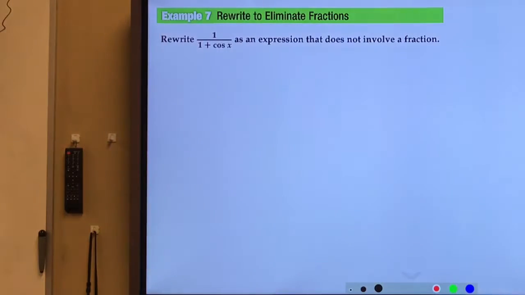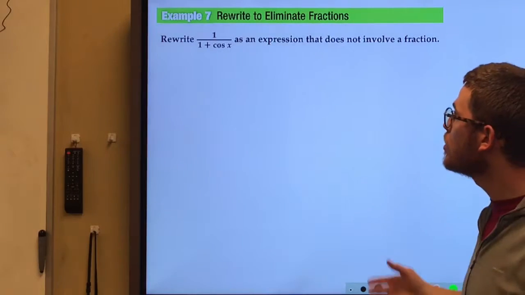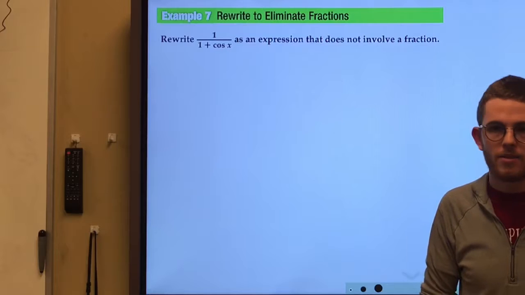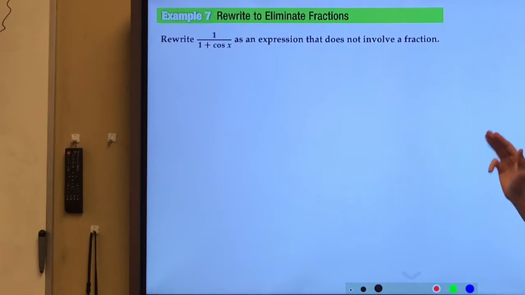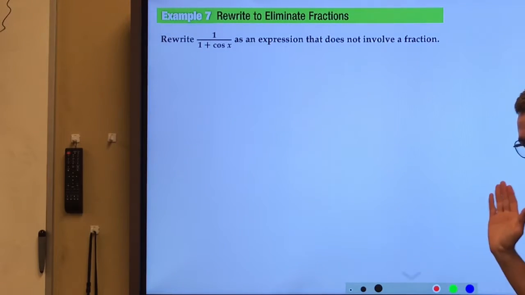Okay, we've got a specific request here. We don't just want to simplify this to be anything, we want to rewrite this so that it has no fractions. We don't want any fractions. We want it to be very linear. So that is our goal.